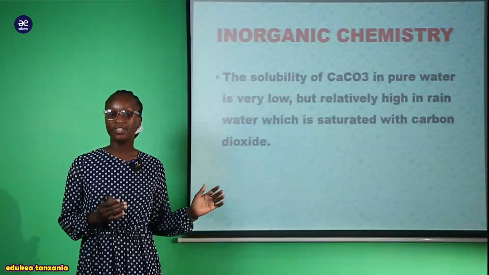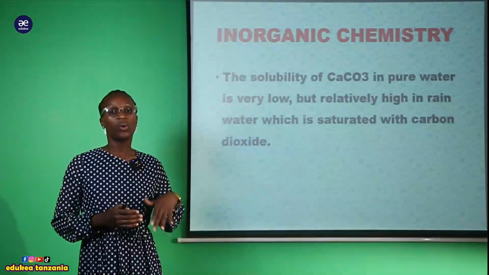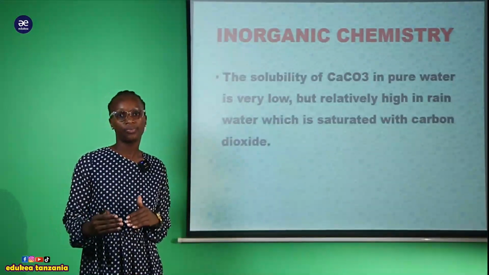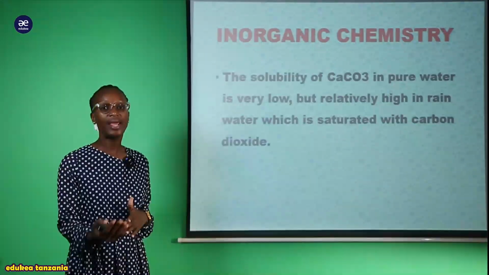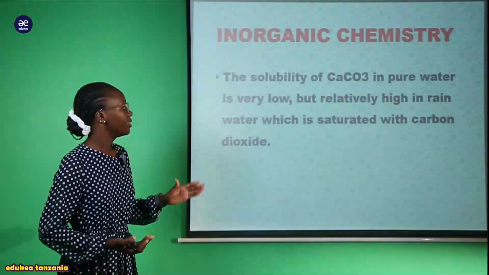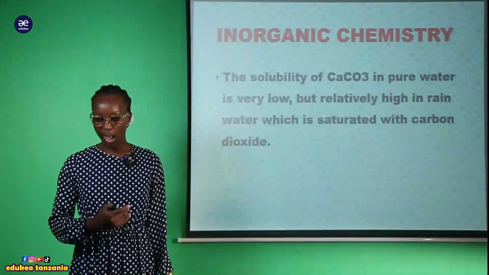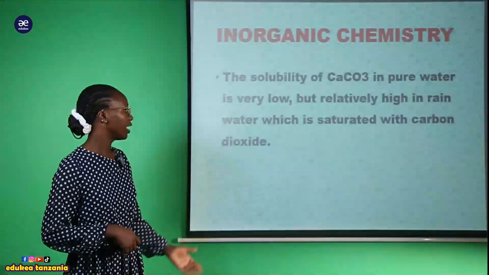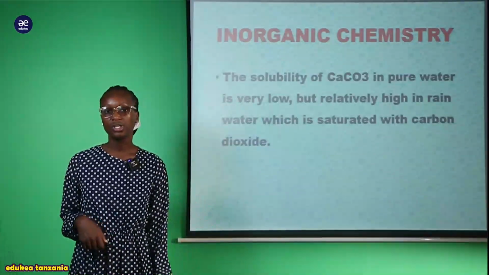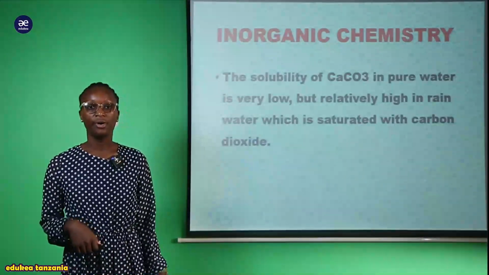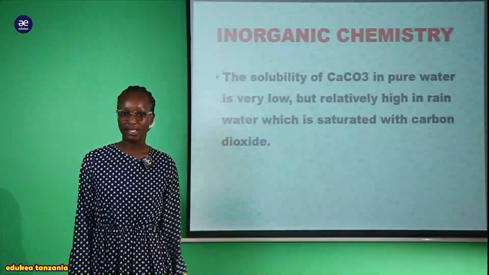Tunapokuja kwenye solubility of this calcium carbonate au calcium compound, maana yake kwamba kwenye pure water ni slightly, ina maana it is relatively low. But when we come into the issue of the rain water, you can see that the solubility of this calcium carbonate is relatively high. Why? Because this rain water, it is saturated with the carbon dioxide. There is a saturation of carbon dioxide. Therefore, it facilitates also the solubility of this calcium carbonate.